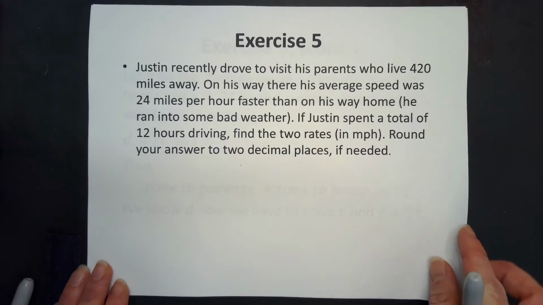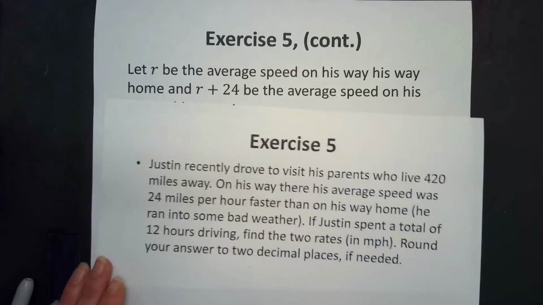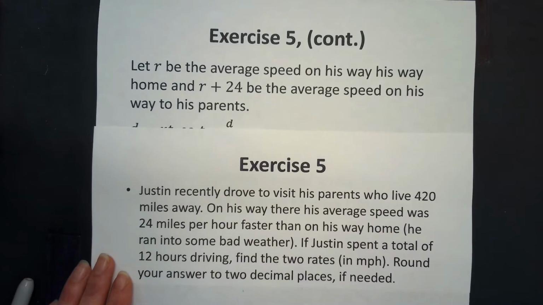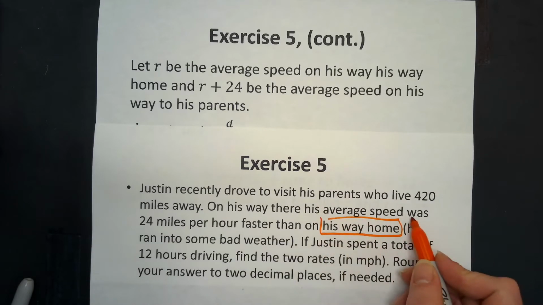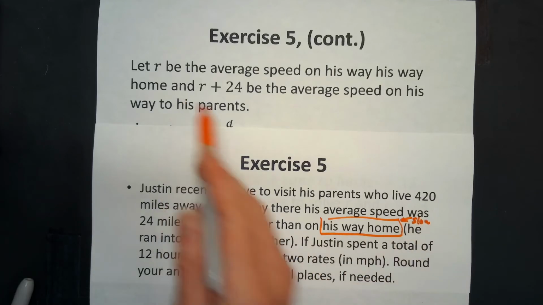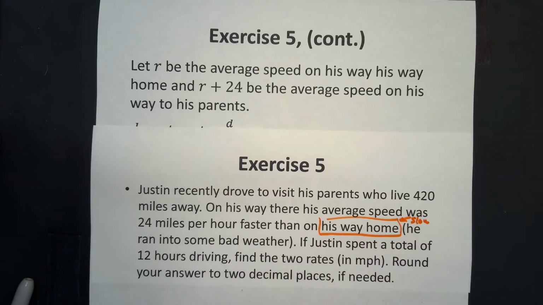So looking at this, if we let R be the average speed on his way home, then on his way to the parents, he's 24 miles per hour faster than on his way home. So on his way home is the slower speed. Going there was faster. So if he spent a total of 12 hours, find the two rates in miles per hour.